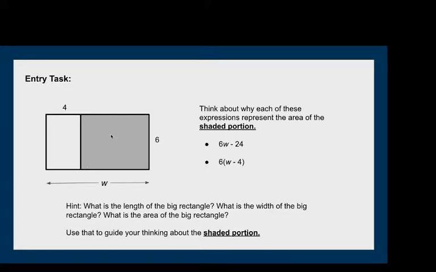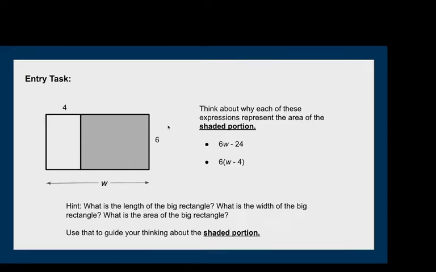Okay, and I've given you two expressions that tell us what the area is. So 6w minus 24 is one way to represent this area. And 6 multiplied by w minus 4 is another way to represent this area. The question is, why does it work? Where are these numbers coming from? Where does the 6w come from? Why is there a minus? Why is there a 24? Where does this 6 come from? Where does this w minus 4 come from? Okay, why? What's the purpose? Okay, so I'll give you a minute to think about it, and then I'm going to explain it.